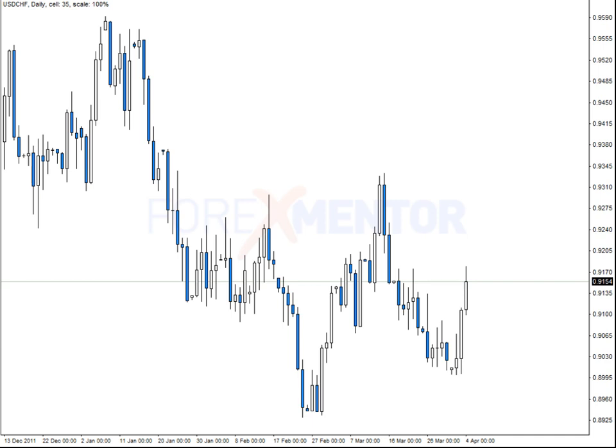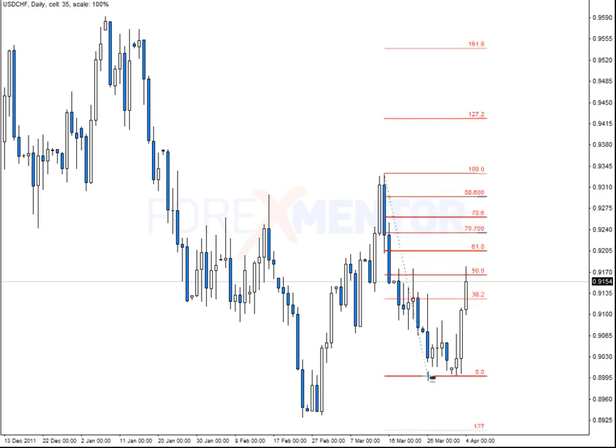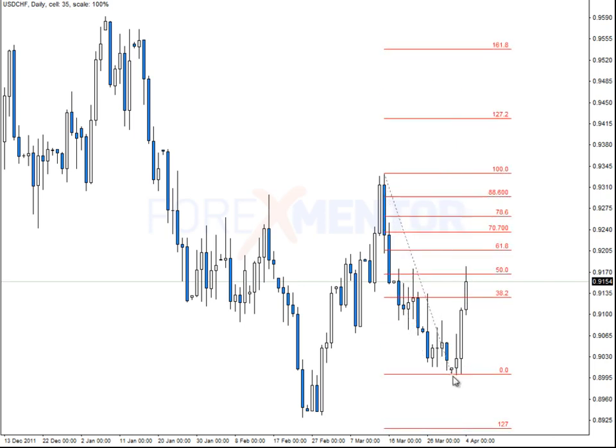Looking at the higher time frames, this is the US dollar Swiss franc daily chart that we're currently looking at, and you can see we've had a nice leg down. If we take our Fibonacci tool and run it from the very high to the very low, we want to identify a potential key area of resistance. You can see the swing down, we've retraced 38, 50, we're currently bouncing.